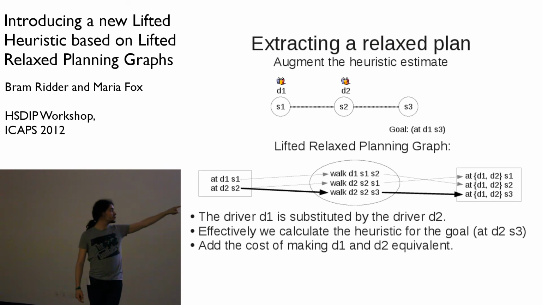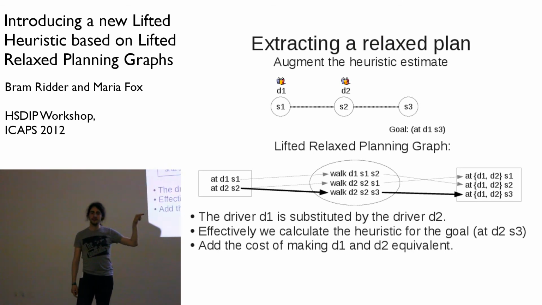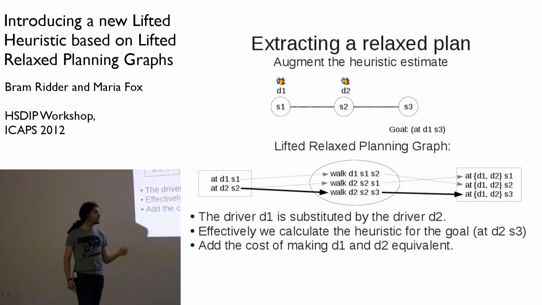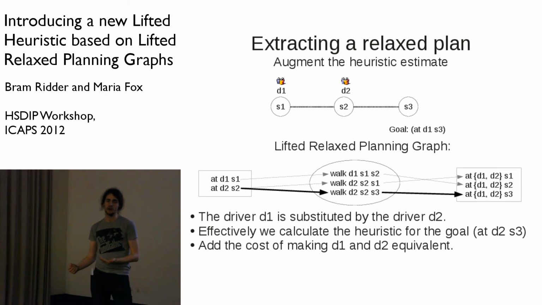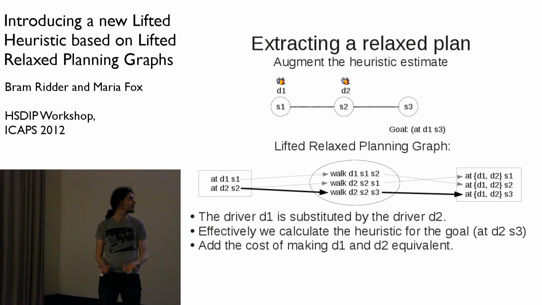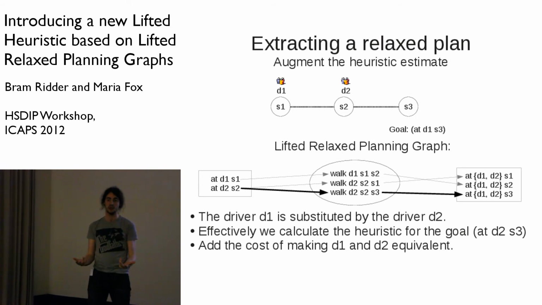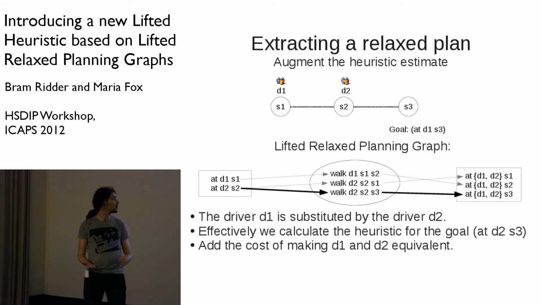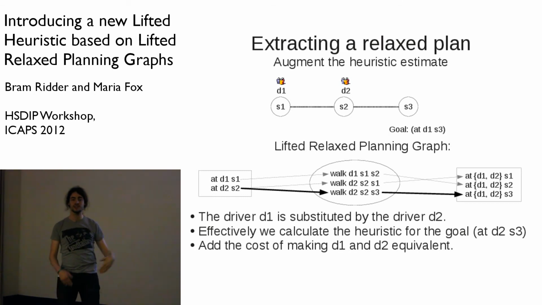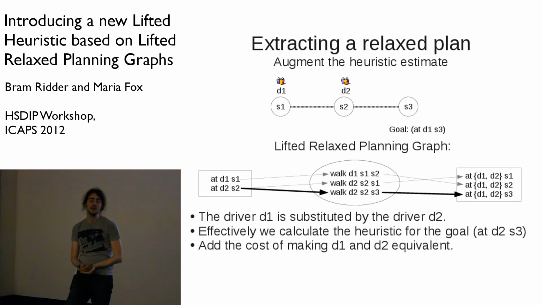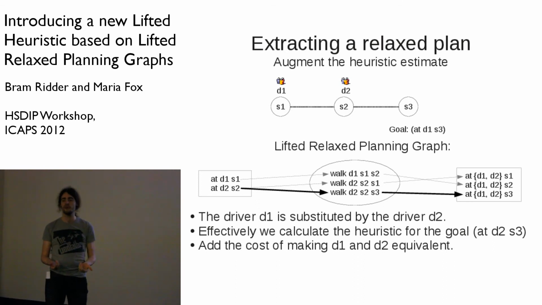Because when we look at the achiever for getting driver 1 to S3, we see it actually applies moving driver 2 from location S2 to location S3. So there's a discrepancy between the object we actually solve the problem for. This next action would be to drive 2 to location S3, not drive 1 to location S3. So we need to make up for this problem.